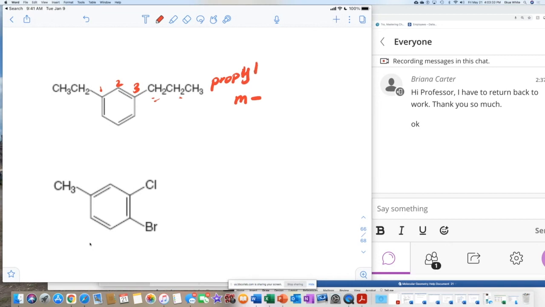Oh, I can't spell. Propyl. This is ethyl, right? 2 carbons ethyl, 3 carbons propyl. And since they have a 1 to 3 relationship, I'll use M. If it's 1 and 3, I use the letter M. So M, ethyl, propyl, benzene.